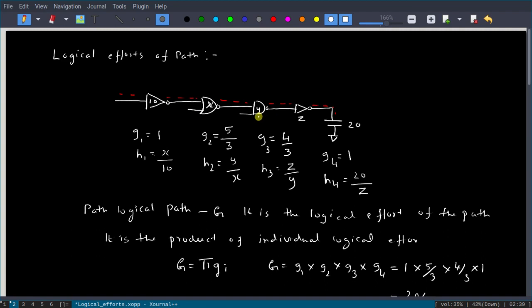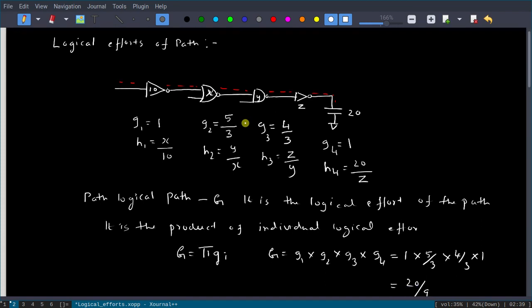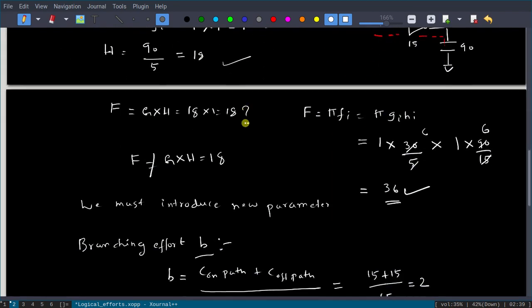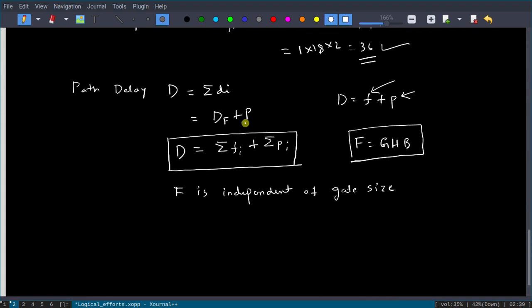Given any circuit, we can predict the delay of the circuit without even calculating the gate size of each individual stage. We can directly tell the delay of the path without knowing the gate size. That is the advantage, the result of this equation. So I can write that F is independent of gate size, since F equals GHB.